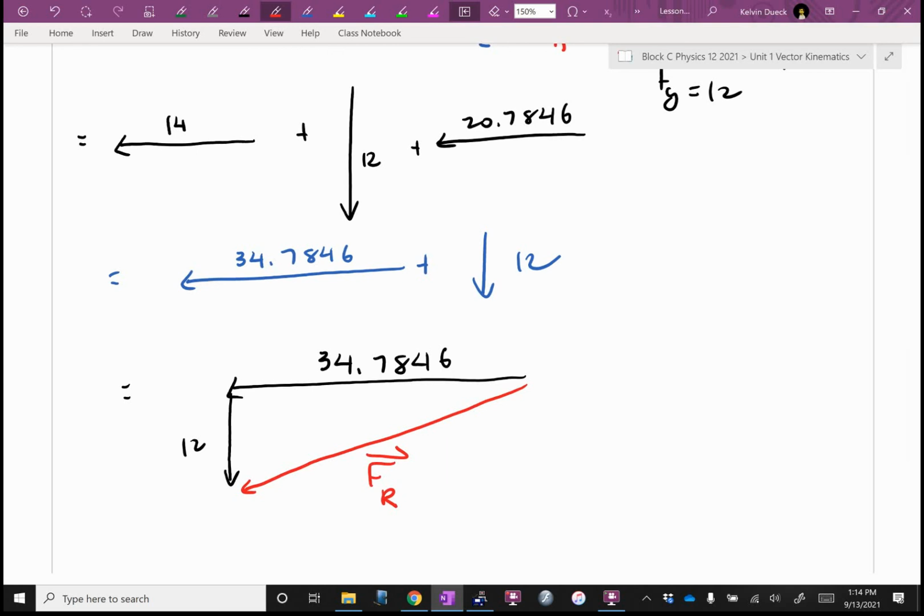Darn right we are. Race ya. Color, color, color, color, color.